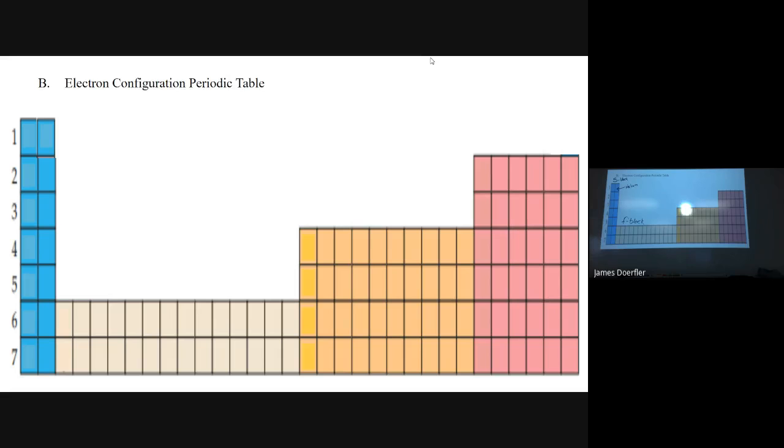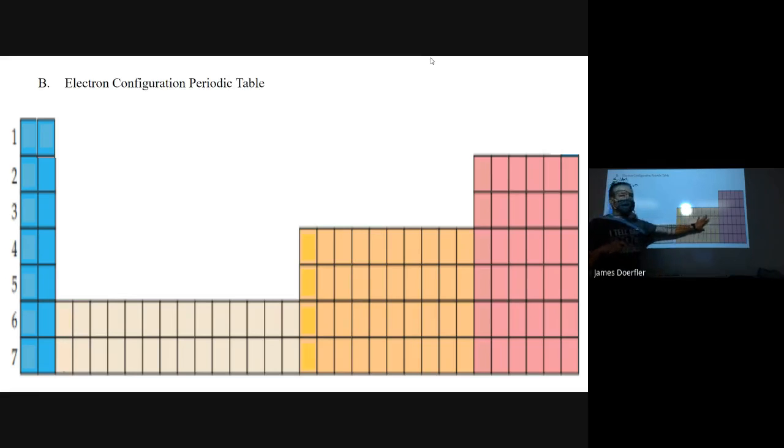Now, I want to bring something up that I also had you write down yesterday. I want you to tell me how many electrons max can the F orbital hold? 14. Count with me here. 1, 2, 3, 4, 5, 6, 7, 8, 9, 10, 11, 12, 13, 14. How many can the S orbital hold maximum? 2. 1, 2. There's a method to my madness most of the time.